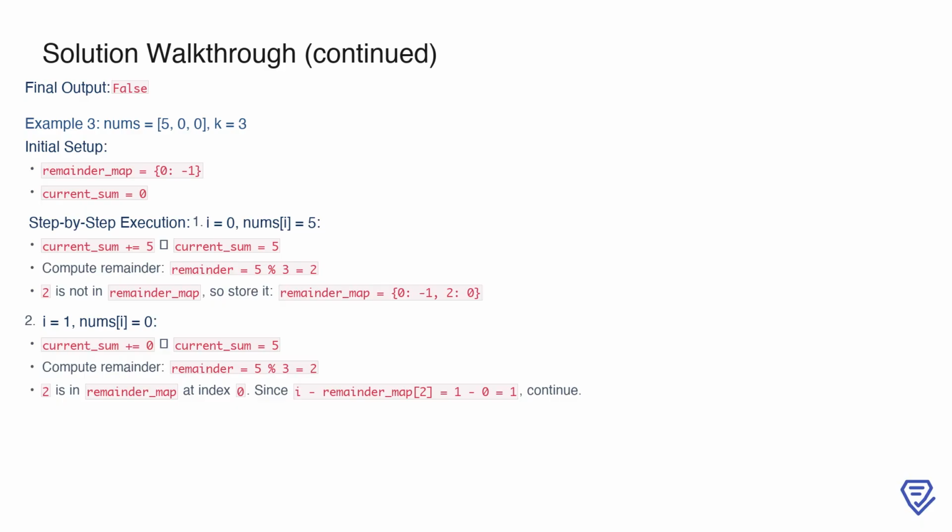However, the length of the subarray, calculated as i minus remainder_map[2], is 1 minus 0 equals 1, which is not greater than 1. Therefore, we continue processing the array.